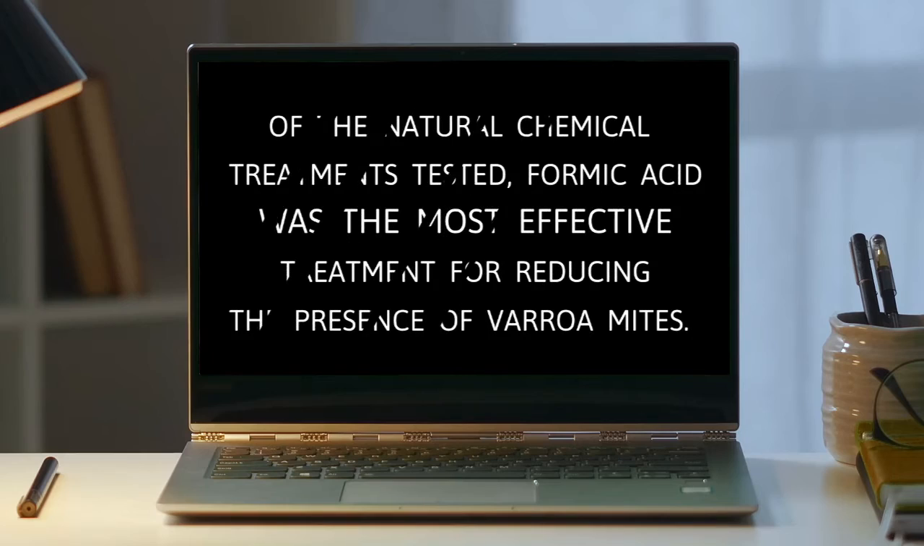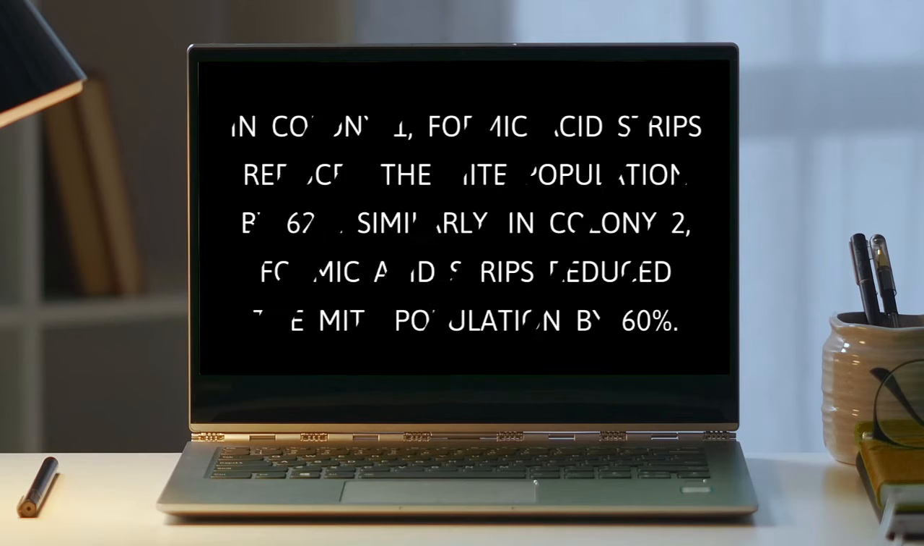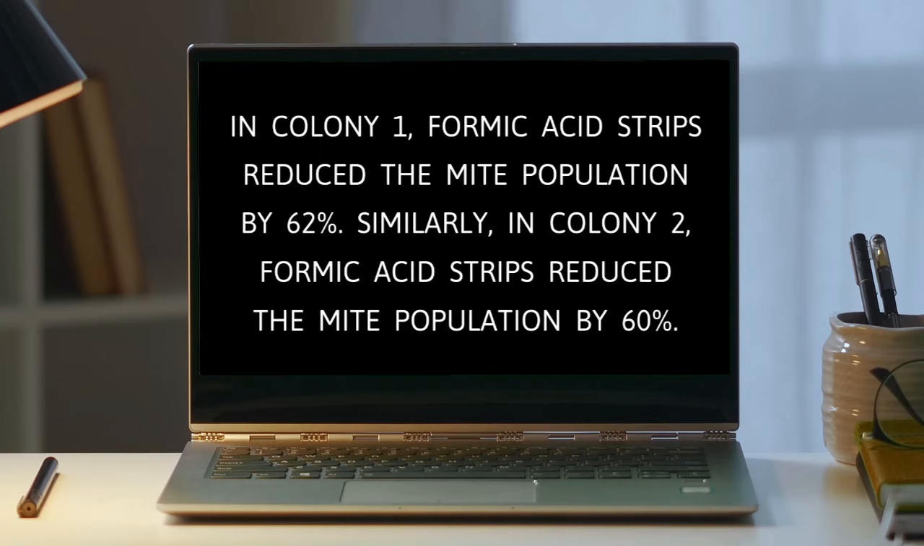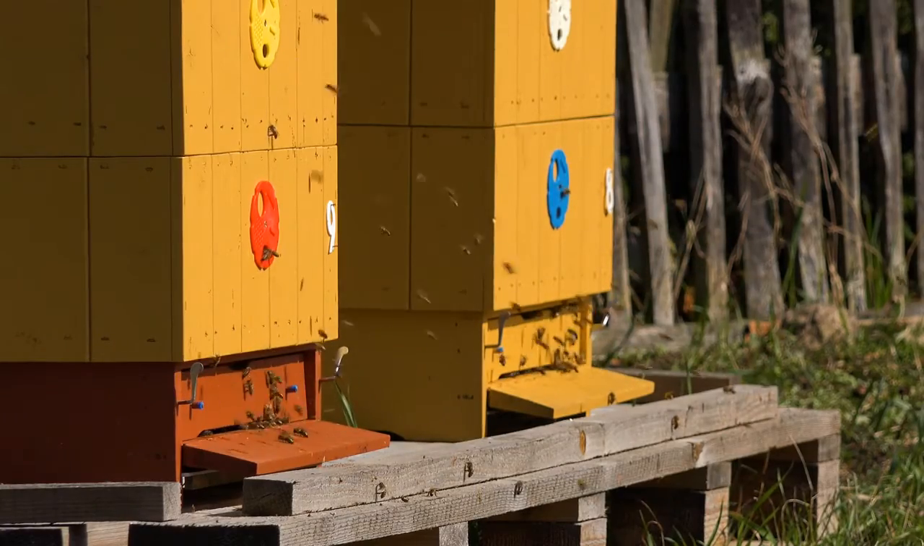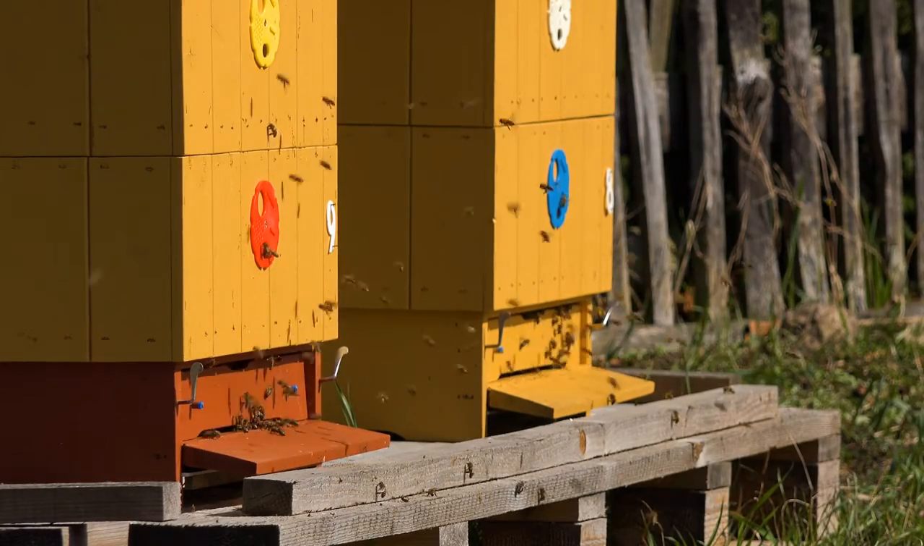They note, of the natural chemical treatments tested, formic acid was the most effective treatment for reducing the presence of varroa mites. In Colony 1, formic acid strips reduced the mite population by 62%. Similarly, in Colony 2, formic acid strips reduced the mite population by 60%. Here, the writer directs the reader's attention to an important similarity between two colonies.